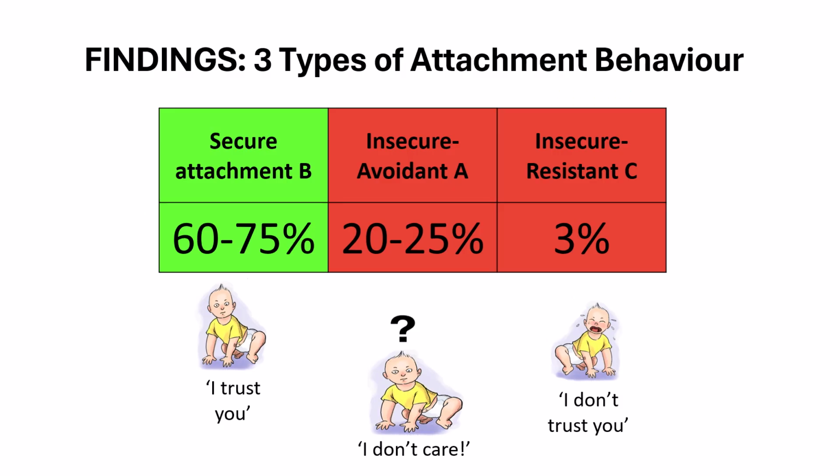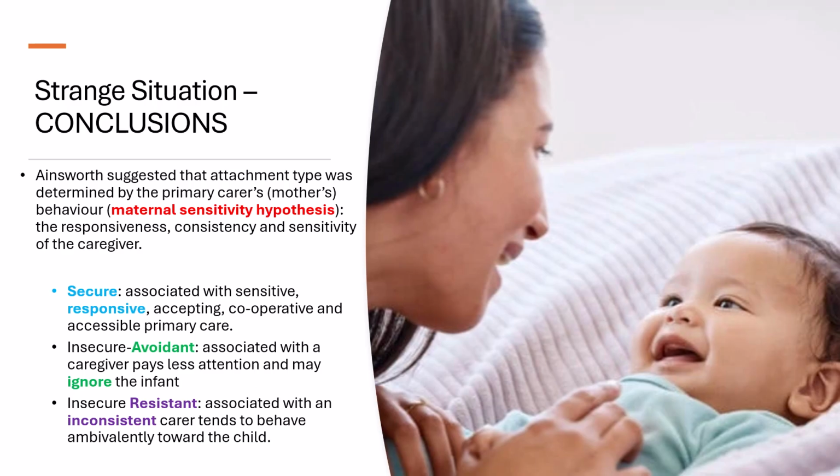The findings were that the majority of children were securely attached. There was a higher level of avoidant children compared to insecure resistant, and insecure resistant were the most rare type of attachment. The conclusion is known as the maternal sensitivity hypothesis. That is, that a child will show a higher quality of attachment if the parent is extremely responsive to their needs, and therefore the child will develop a feeling of trust.